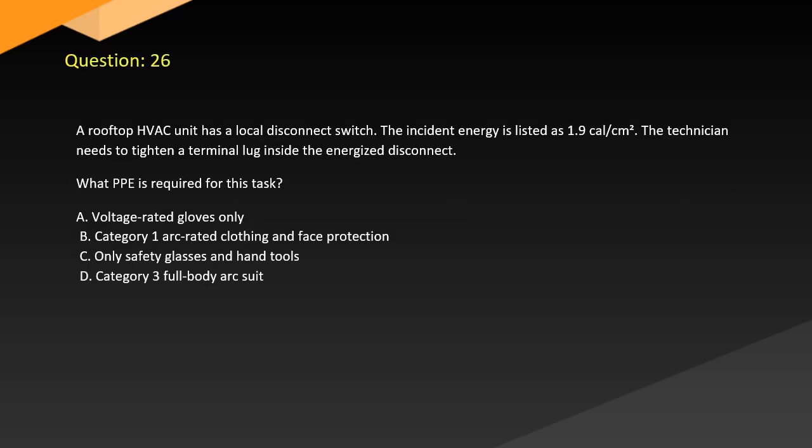Question 26. A rooftop HVAC unit has a local disconnect switch. The incident energy is listed as 1.9 cal/cm². The technician needs to tighten a terminal lug inside the energized disconnect. What PPE is required for this task? A. Voltage-rated gloves only. B. Category 1 rated clothing and face protection. C. Only safety glasses and hand tools. D. Category 3 full body arc suit.